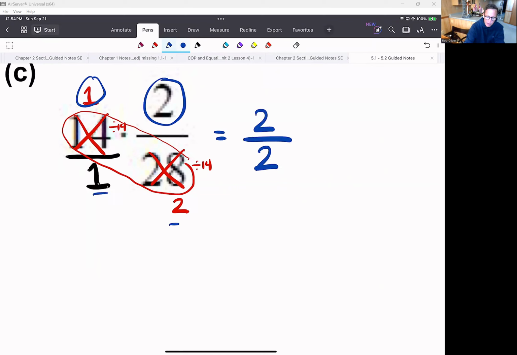And anything over itself, right? Anything over itself is just 1, isn't it? That's all it is. It's just the same number over itself in the numerator and denominator. That just equals a big fat 1. Okay.